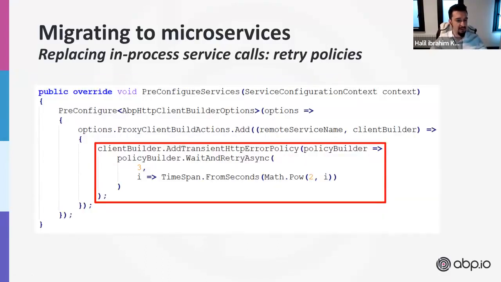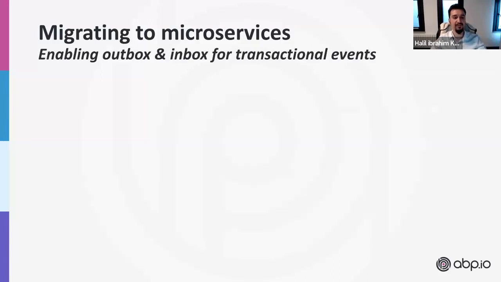You can use some kind of retry tool like Polly to ensure that you will retry multiple times if you have temporary network errors.